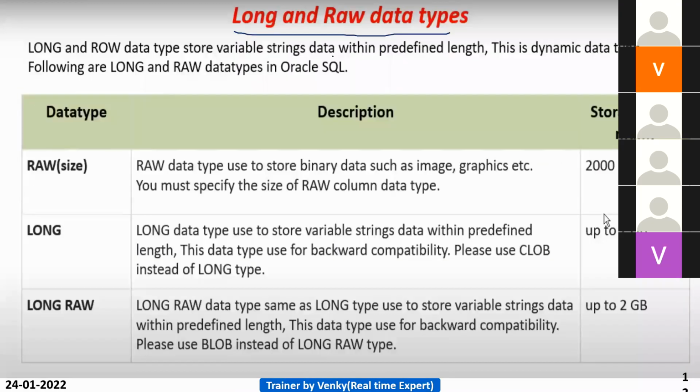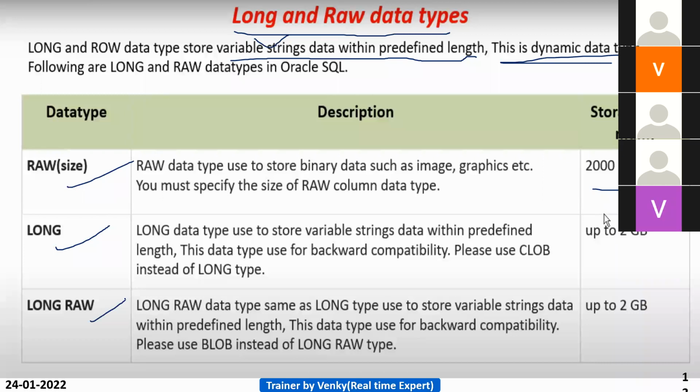Long and raw data types are used to store variable string data within a predefined length. Defined means we define the size, right? That is called variable string data, which is nothing but dynamic data. How many bytes you insert, that many bytes only it will store. So there are 3 of these data types: one is raw, another one is long, another one is long raw.